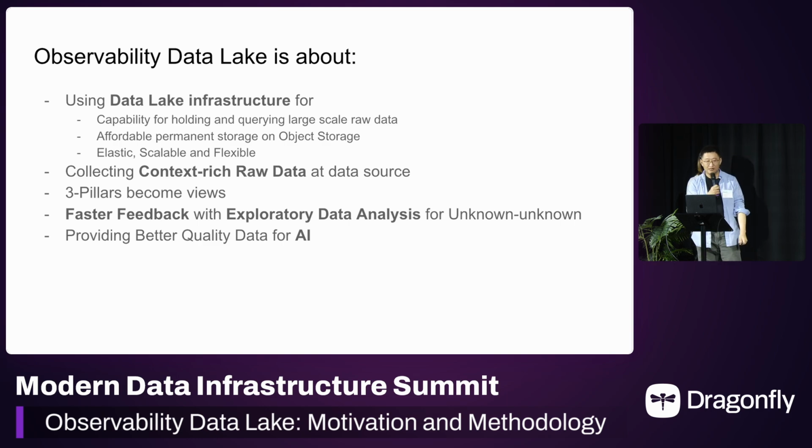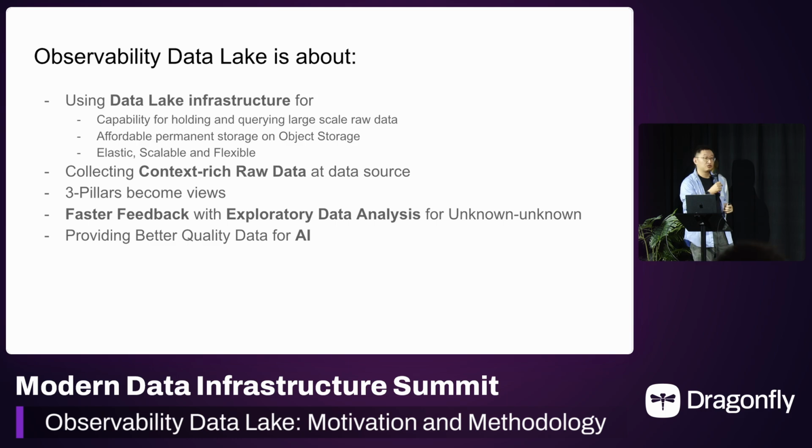So to wrap it up, observability data lake is about first using a data lake infrastructure to organize and store the data. The infrastructure should have the capability to handle a large amount of data, because we are now storing raw data instead of aggregated data. Also, it has the capability to deal with different queries. It should be very flexible for short-term queries, real-time queries, and maybe long-term analytical queries. This is the first thing.